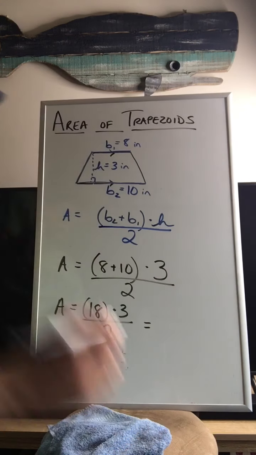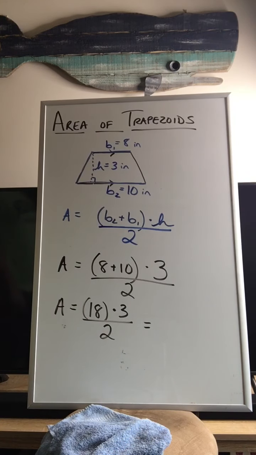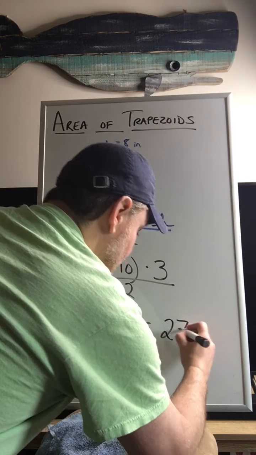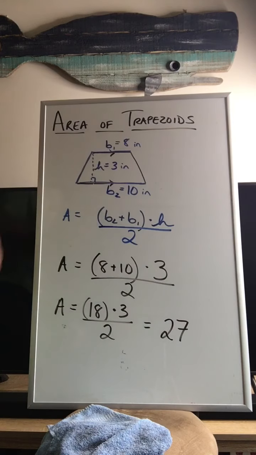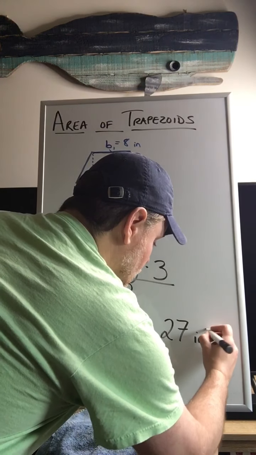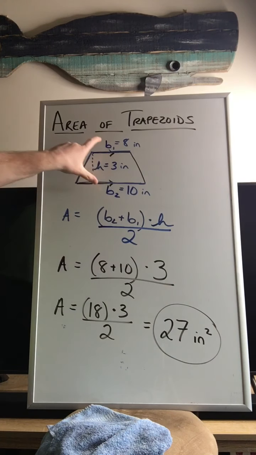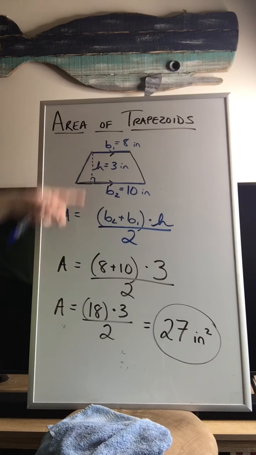And if you do that out, and don't be afraid, you can use the calculator if you want. Okay? And it should come out to 27. And since we're dealing with inches, the answer is in square inches. 27 square inches. Add the two bases, multiply by the height, divide by 2. Okay? So that's the formula.